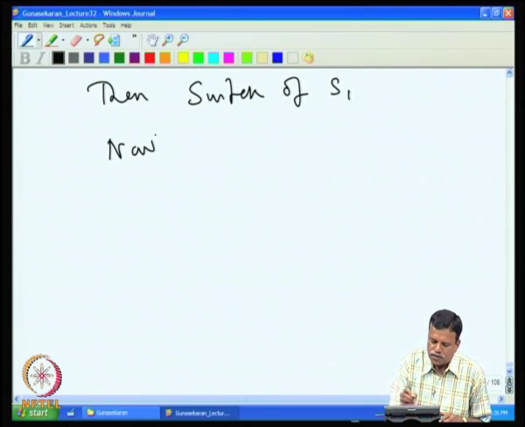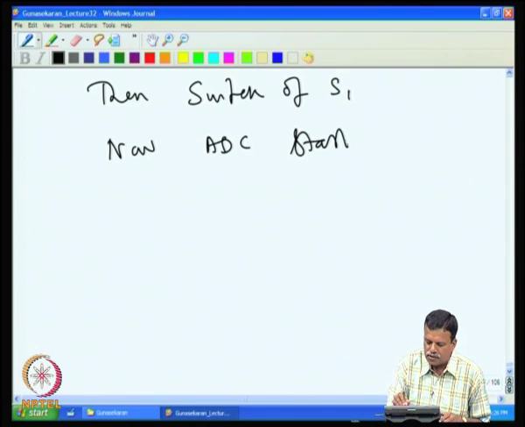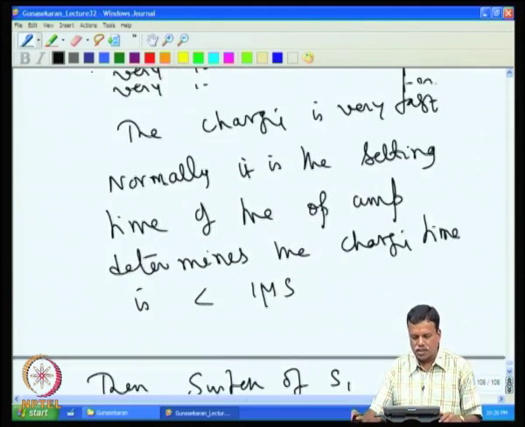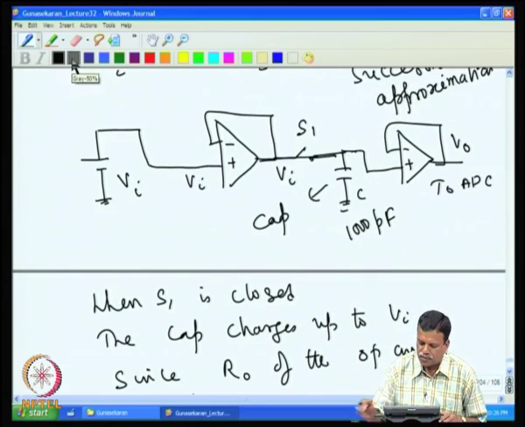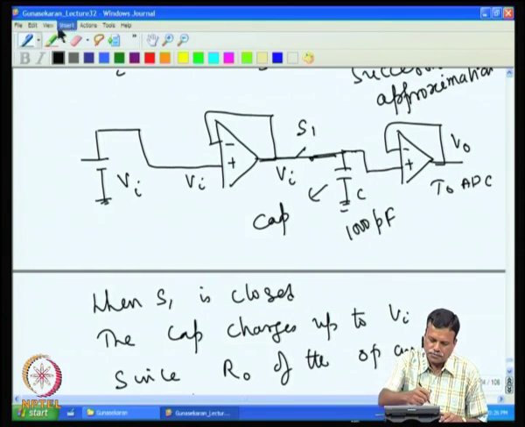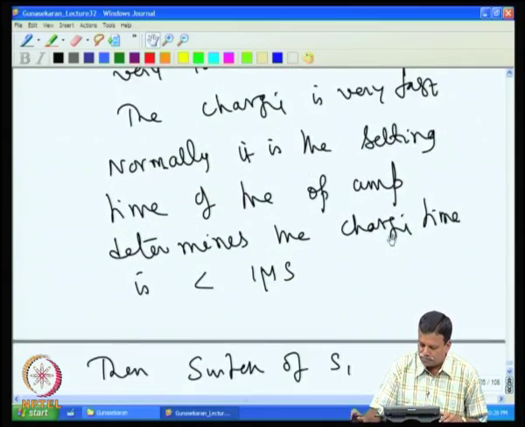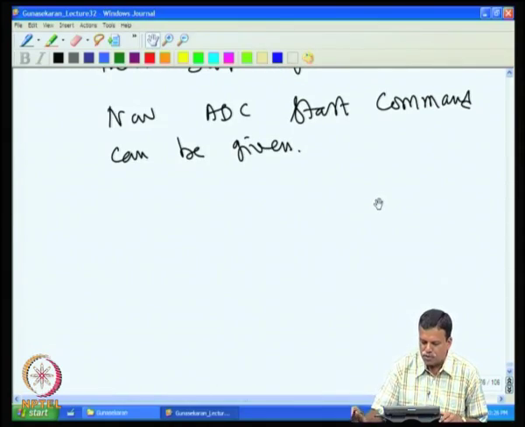Now the ADC start command can be given. During the conversion, the voltage on the capacitor should not come down, because if the capacitor is too small, the input resistance of the op amp discharges it. So during the conversion time the capacitor should not lose too much charge.